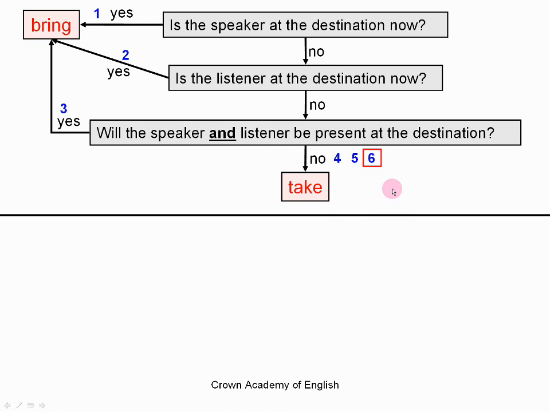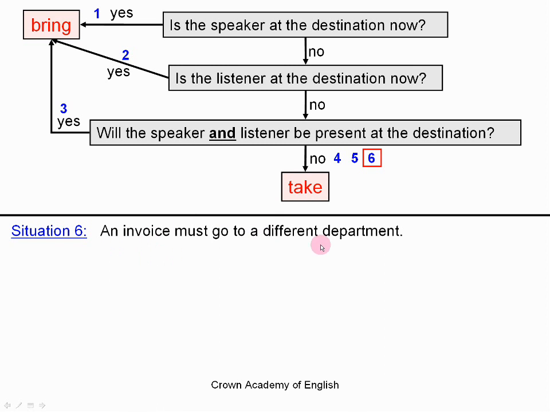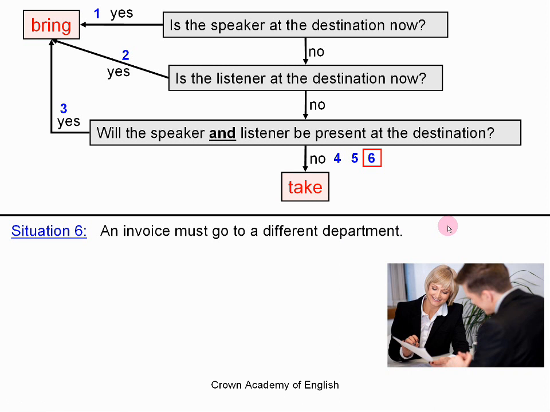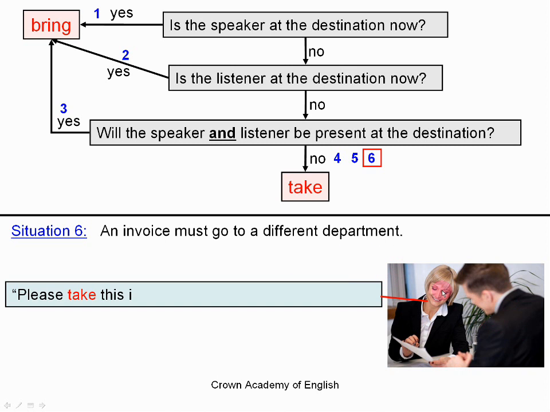Now, the last situation, situation 6. An invoice must go to a different department. Okay, so this is Jane. Jane works in the sales department and she is talking to John. Jane says, "Please take this invoice to the accounts department."